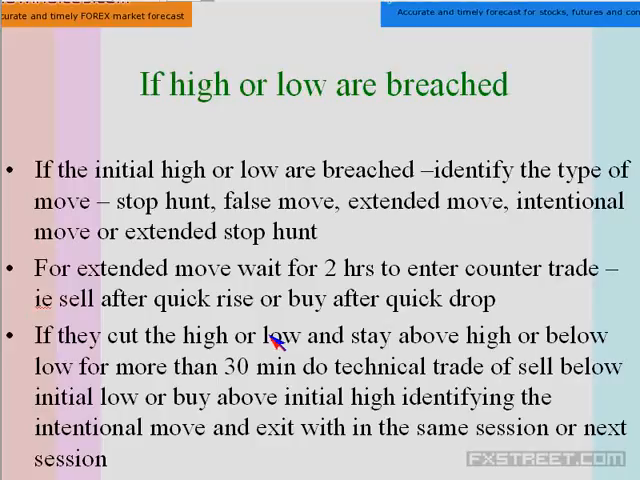So they come down to 1.0314 immediately and are now hovering around 1.0334 currently, and they are expected to make a further slide because in the first 30 minutes they did not breach the high. They are unlikely to breach the high. Then we understand it is a stop hunt. In an extended move, they go above the high, stay for more than 30 minutes, then they rise up to 2 hours.